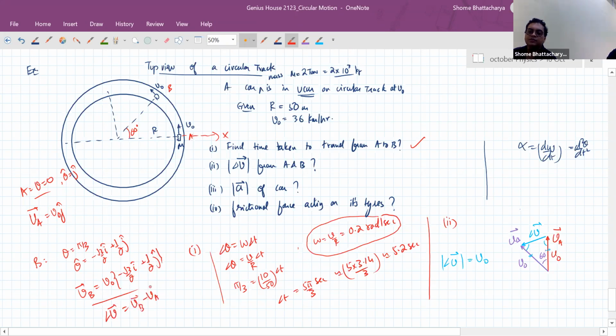So let's do that calculation also. Minus root 3 by 2 minus 0, so that's minus root 3 by 2 I cap. And plus half V0 minus V0, so that's minus half. Ultimately it's coming out to be minus root 3 by 2 V0 as the X component, and minus V0 by 2 as the Y component. Correct. So you can see the mod of this is V0 only, which is justified by this diagram. So the diagram is much easier.